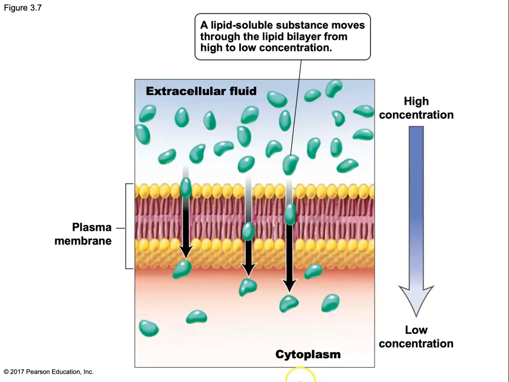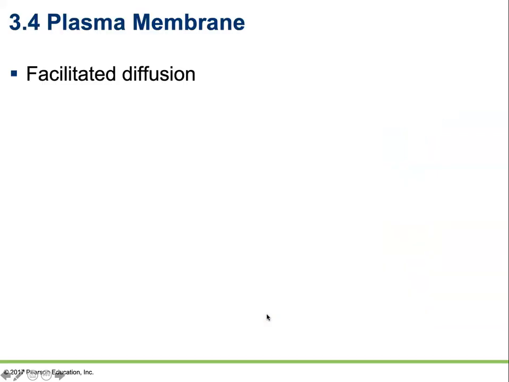So here is just a diagram of that. We're going to be starting off with an area of high concentration. We have a lipid-soluble substance. It's going to be moving through the bilayer, moving from areas of high concentration to areas of low concentration until we reach equal concentration on both sides of that plasma membrane.